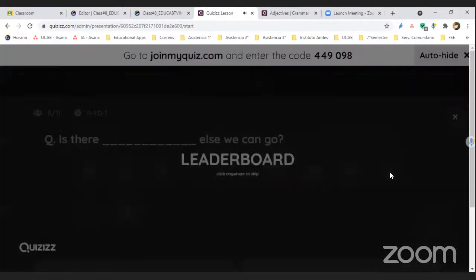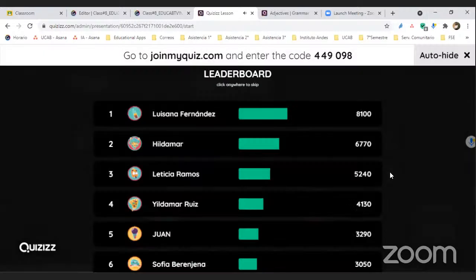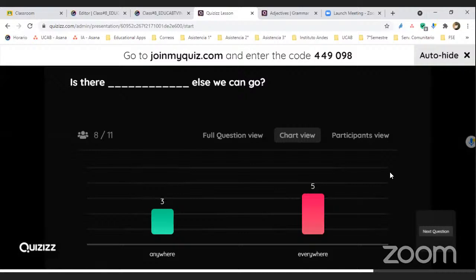Okay, let's see. Good. So here we have more people that thought it was everywhere, but is there anywhere else we can go? The person is asking if they can go somewhere else, some other place or any other place. In this particular case, we're speaking about any other place we can go, not everywhere, okay? Because is there everywhere else we can go? It makes no sense, because if we're asking if we can be somewhere else or anywhere else, we wouldn't be speaking about every place, okay?